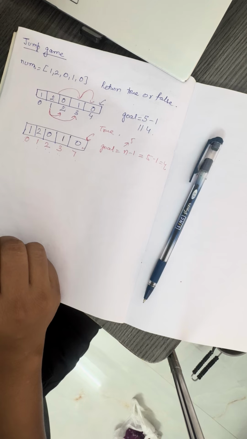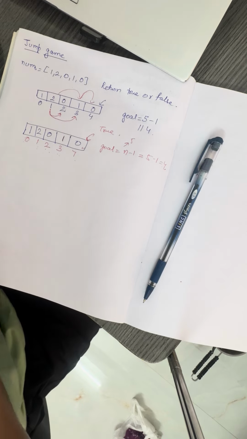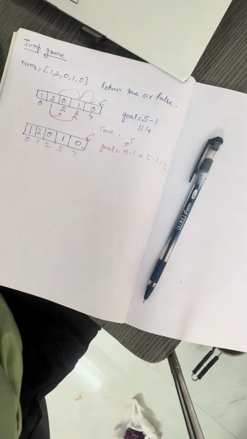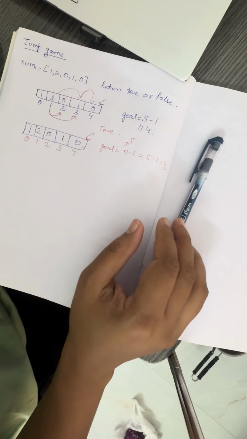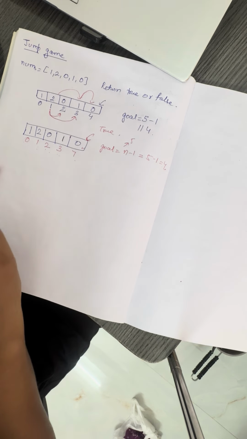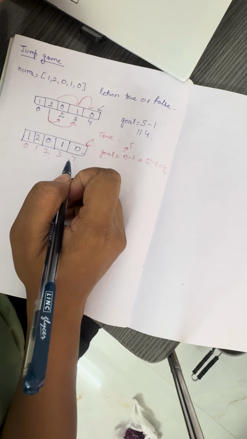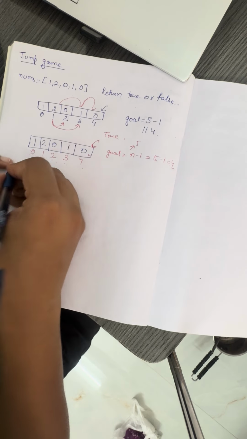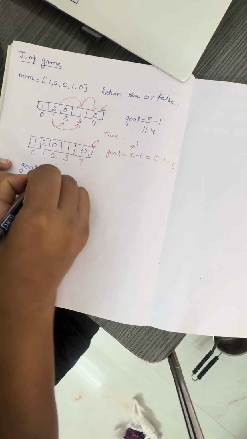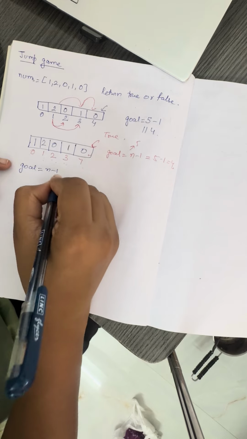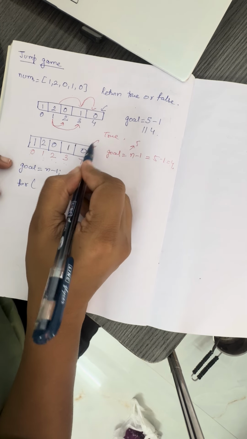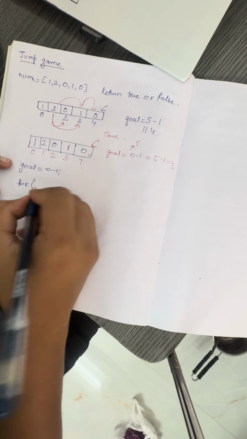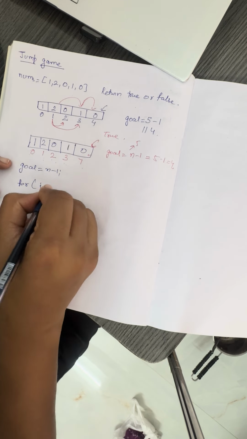Now let us try to understand how we are going to approach this question. This question is not very difficult, because we don't need to return any minimum or maximum jumps. We just need to return true or false, based on whether we are able to jump to the last index or not. So let's assume our goal is n minus 1. Our goal is to reach n minus 1. We are going to run a loop, starting from the last index. That's why our loop will start from n minus 1.